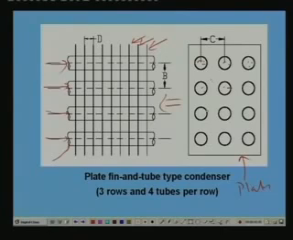Let us say that air flows in this direction. Then there are a number of rows in the airflow direction. For example, there are 3 tubes in the airflow direction, so you call this a 3 row type of condenser, and for each row there are 4 tubes. So this is what is known as the plate, fin and tube type of condenser.